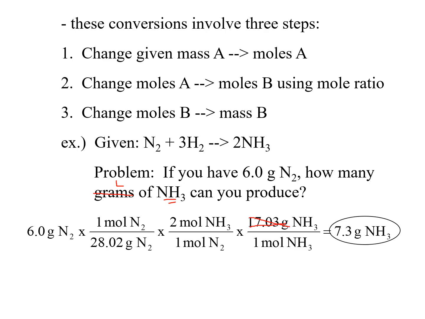I'm not talking about changing it to grams of NH3. I need liters of NH3. My final answer is going to be in liters of NH3. So what would you use as the number? You wouldn't use 17.03. That's the grams off the periodic table. What number goes with liters? Do you remember that number?